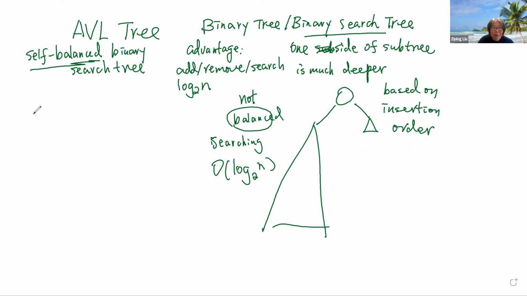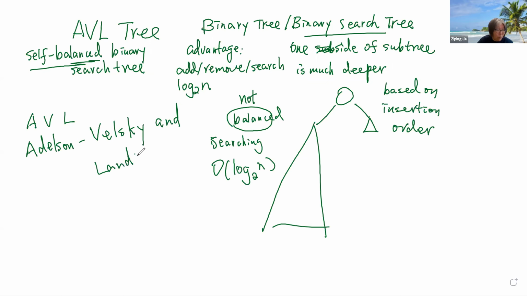The name AVL is from three mathematicians, three scientists' names: Adelson-Velsky and Landis. That's how the name AVL tree comes about. So that's the general idea about AVL tree.